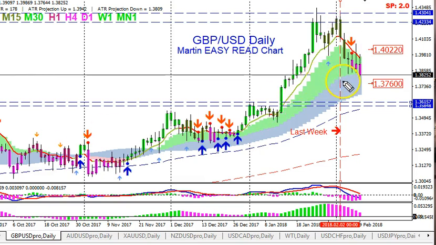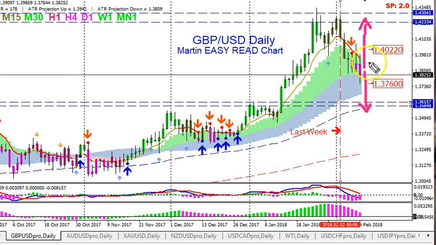Okay, and so what we got to do now is wait for clues. In a pullback, price either continues higher, it's called trend continuation, or price goes lower. If price goes higher, you want to see price close above the 8. This is the 8 EMA right here, this red line. And if you think price is going to go higher, look at buys above 140.22.